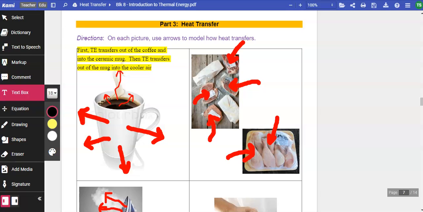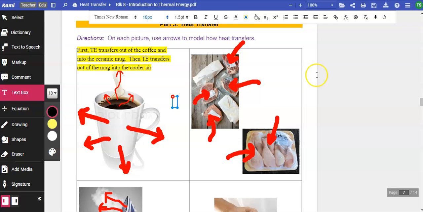So we're going to back up a little bit and remind ourselves what we talked about last class. Last class we learned that heat transfer follows a specific pattern. Just like any other energy, thermal energy can also transfer from one place to another, from one object to another, from one system to another system. And what we learned is the specific pattern of transfer is from hot to cold.